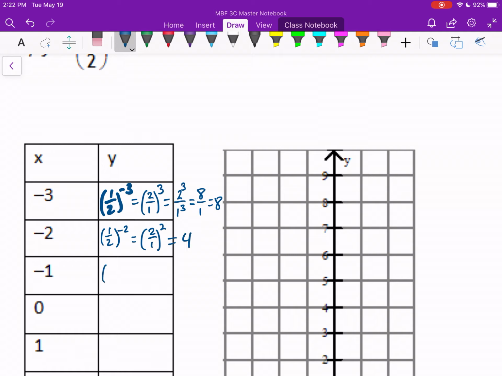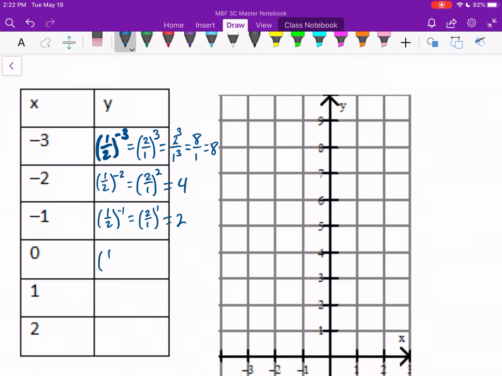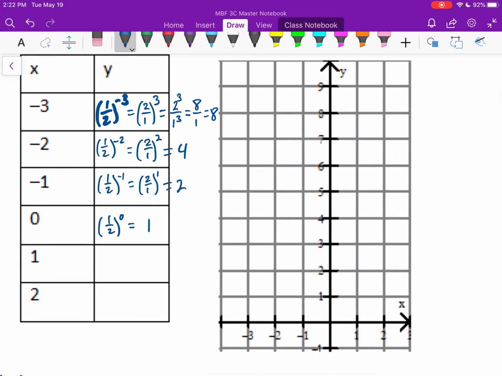And then we're going to end up with 2 over 1 to the +1, which is just 2. And then anything to the exponent 0 equals 1. Anything to the exponent 1 just equals itself. And then this last one, 1/2 to the +2. Again, that's going to be 1 to the 2 over 2 to the 2, which equals 1/4.